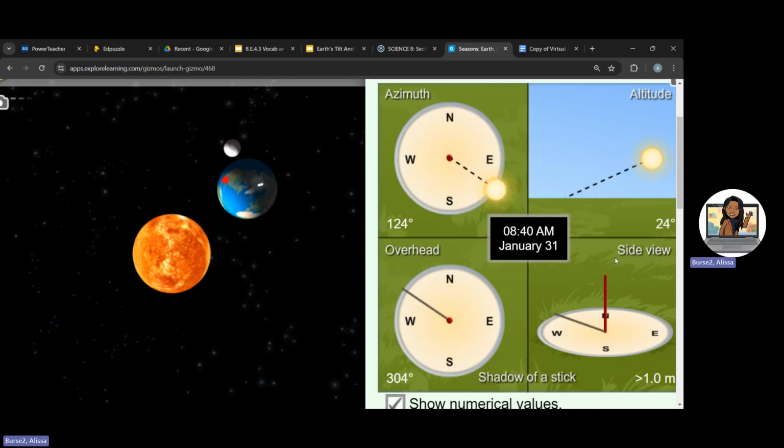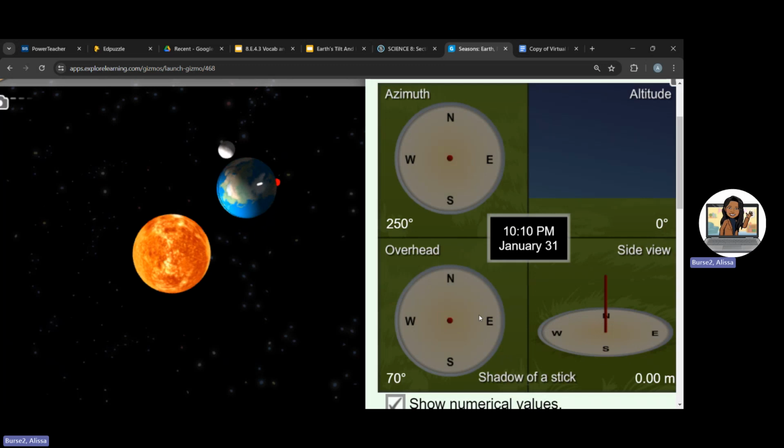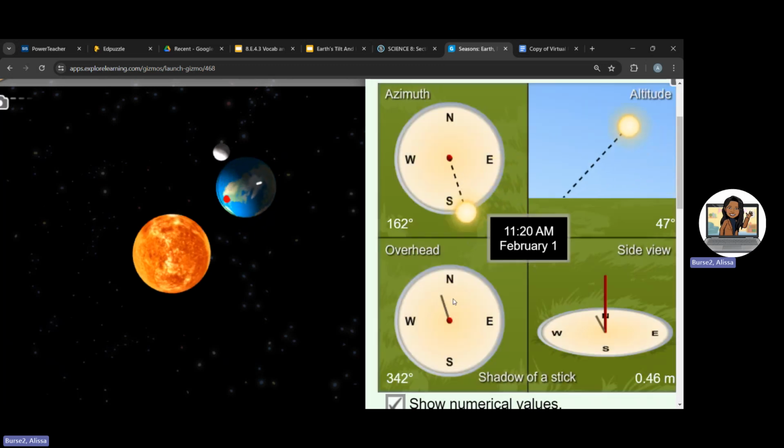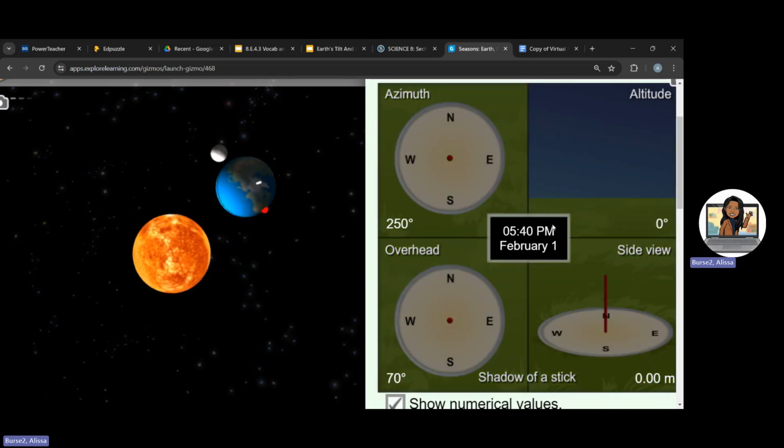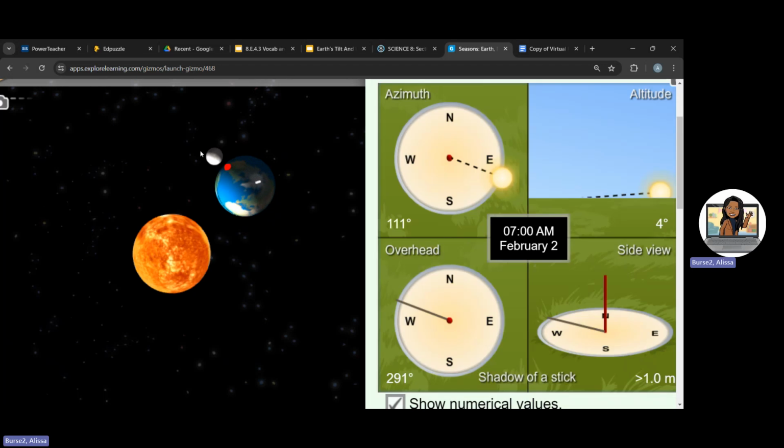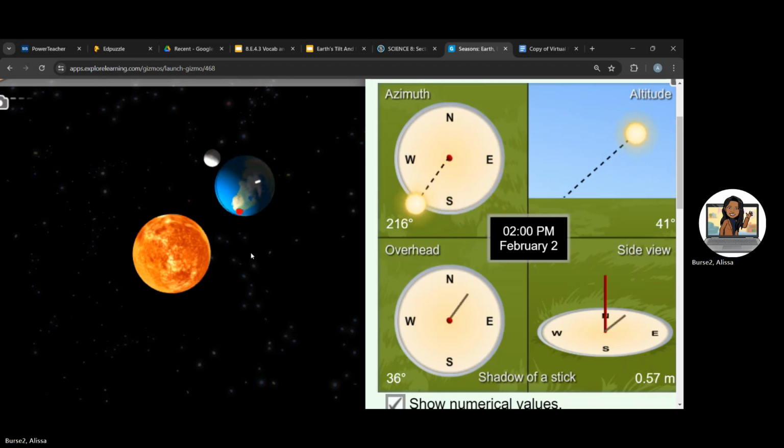Feel free to go back and rewind that video in case you need to see it again. But what I'm saying one more time, when the sun is at its highest, the shadow is going to be the shortest because it's looking straight on top.